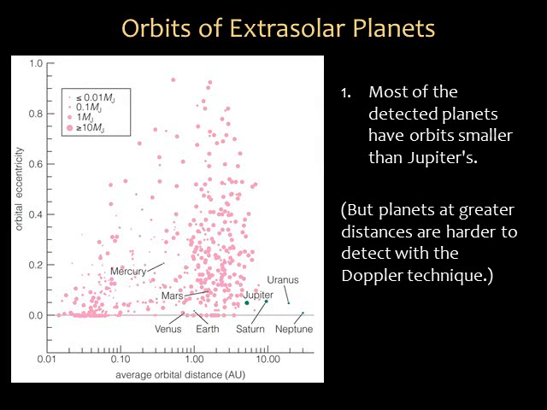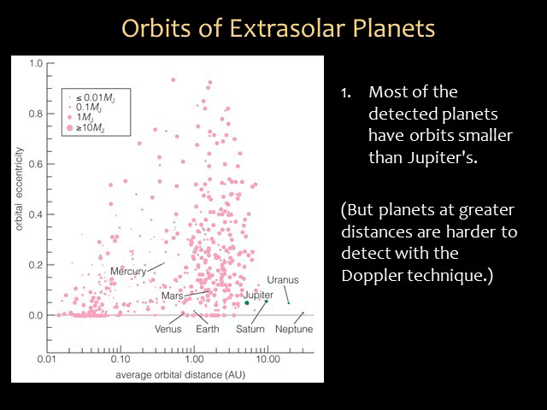This is a graph showing the 2 key orbital properties for over 500 extrasolar planets. Average orbital distance is on the horizontal axis, and orbital eccentricity is on the vertical axis. The sizes of the dots indicate the mass of the planets. 2 major things to notice.